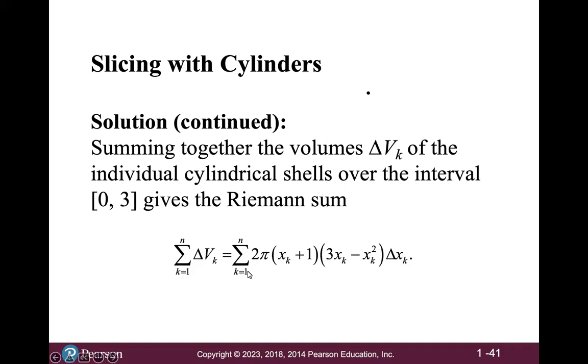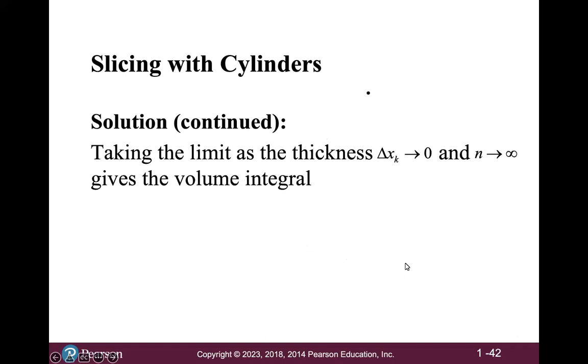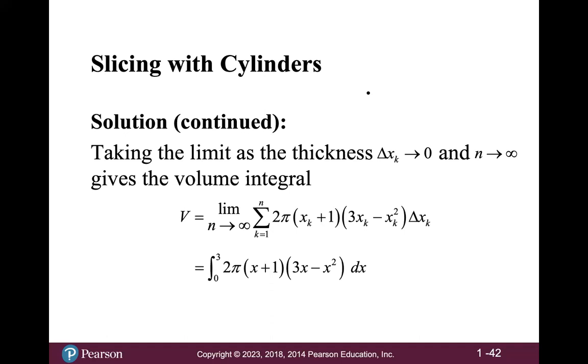sum going k equals 1 to n, 2 pi times x sub k plus 1 times 3x sub k minus x sub k squared times delta x sub k. And then if you take the limit as the thickness delta x sub k approaches 0 and n approaches infinity, you get this integral, the integral from 0 to 3 of 2 pi times x plus 1 times 3x minus x squared with respect to x.